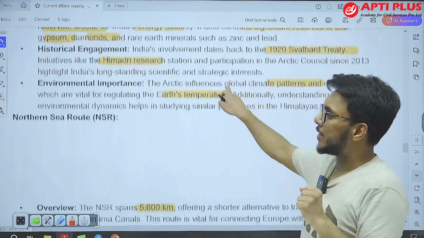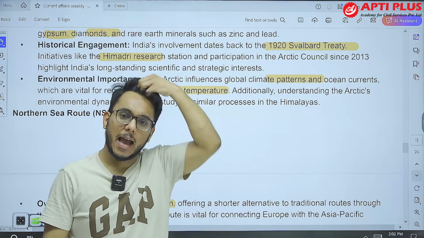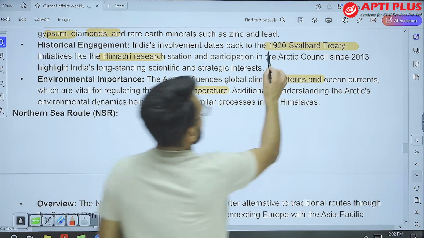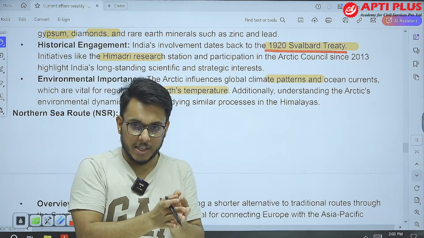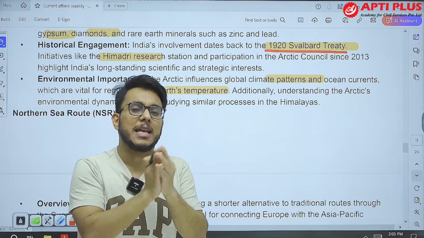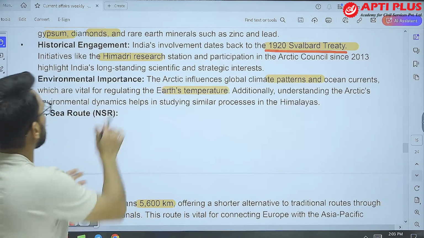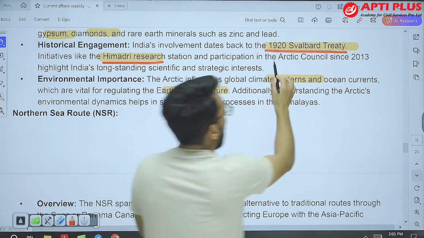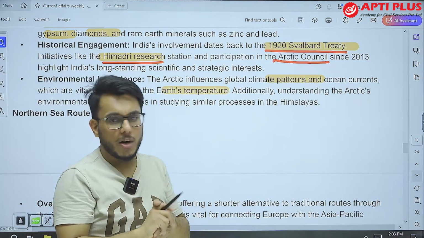When we talk about India's engagement in the Arctic region, it has been historical, since 1920. In 1920, the Svalbard Treaty was signed with respect to the Arctic region. Since then, India has maintained an active presence in the Arctic region, and there is also the Himadri Research Station. India has also regularly participated in Arctic Council meetings.